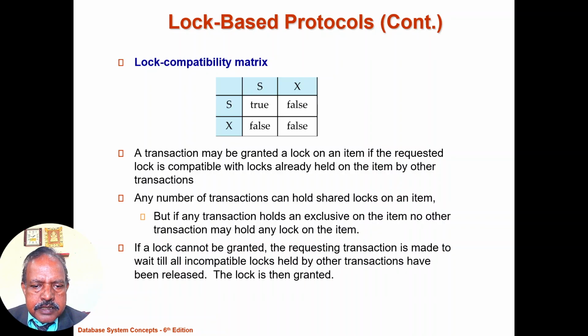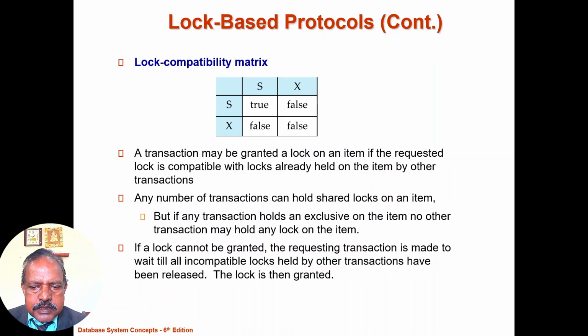The same thing is arranged here below. A transaction may be granted a lock on a data item, say Q, if the requested lock is compatible with locks already held. For example, if both of them want S and S, it is compatible. It can be allowed. If both of them want X and X on the same data item, it is not possible. One has to lock, finish his operations, then unlock, and then only it is available to the other person. This is the idea behind this.